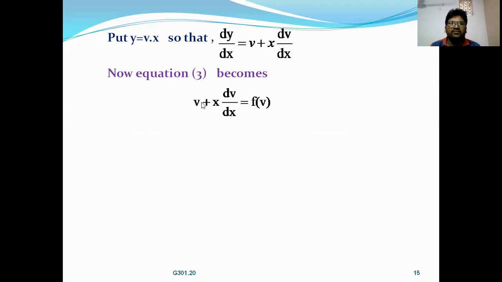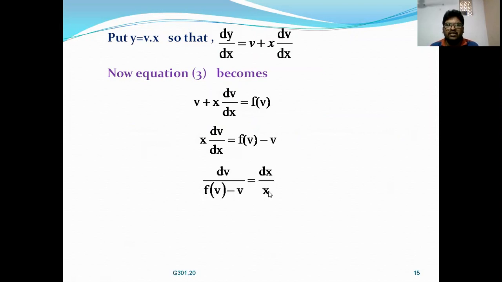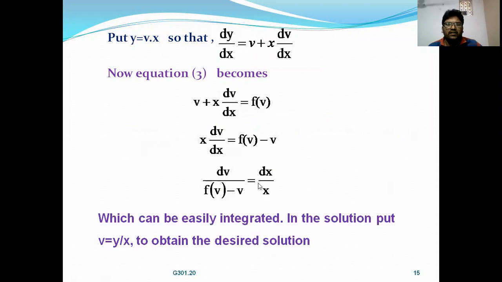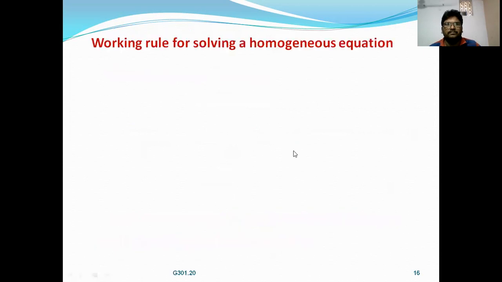After taking this v to the right side, you will get x dv/dx = f(v) - v. So dv/(f(v) - v) = dx/x. So now it is variable separable. Separate the variables. Now it is ready to integrate. After integrating, you will get the solution. In this solution, we have to substitute v = y/x to obtain the desired solution.